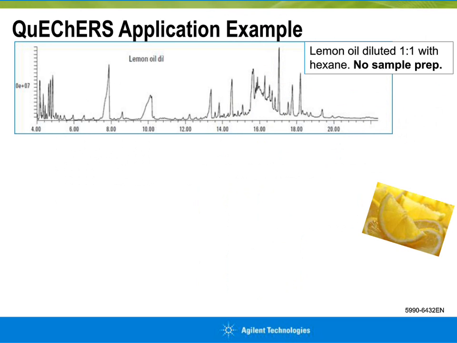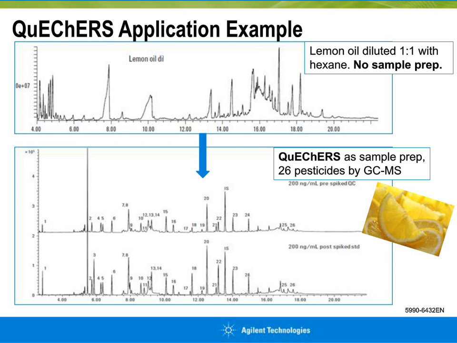Initially, what we see in this top chromatogram is what a lab was doing to analyze their lemon oil sample. They diluted it 1-to-1 with hexane. The matrix components are clearly seen, and finding target compounds would be challenging. By performing a simple QuEChERS extraction and cleanup procedure, the sample matrix is removed and target compounds are readily identified.